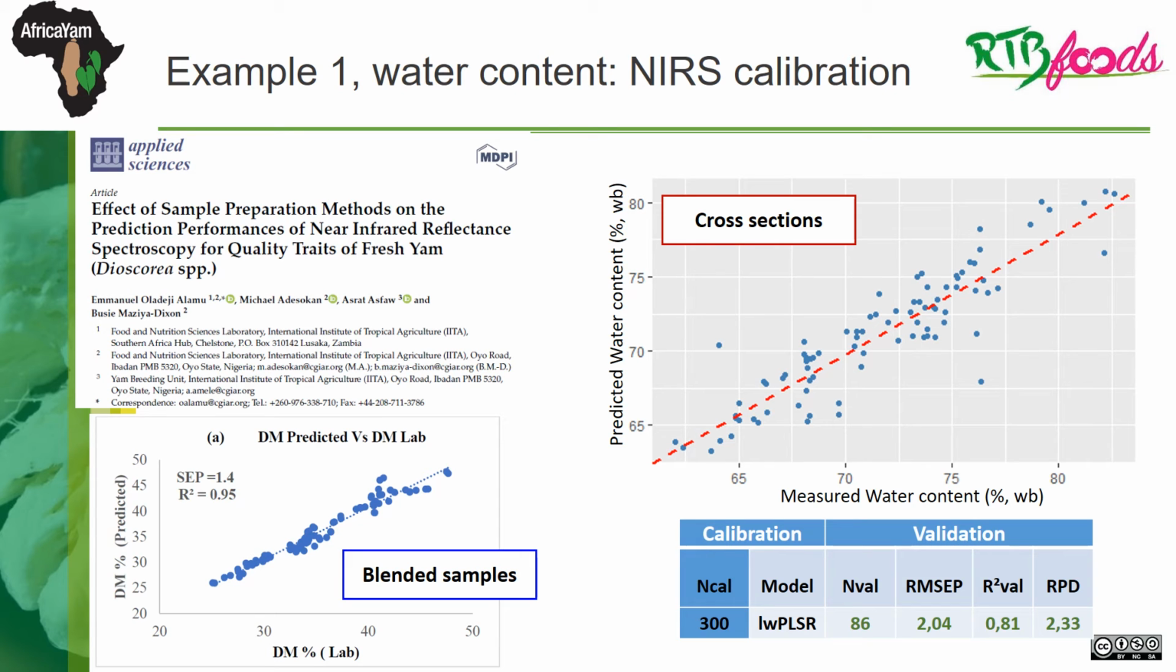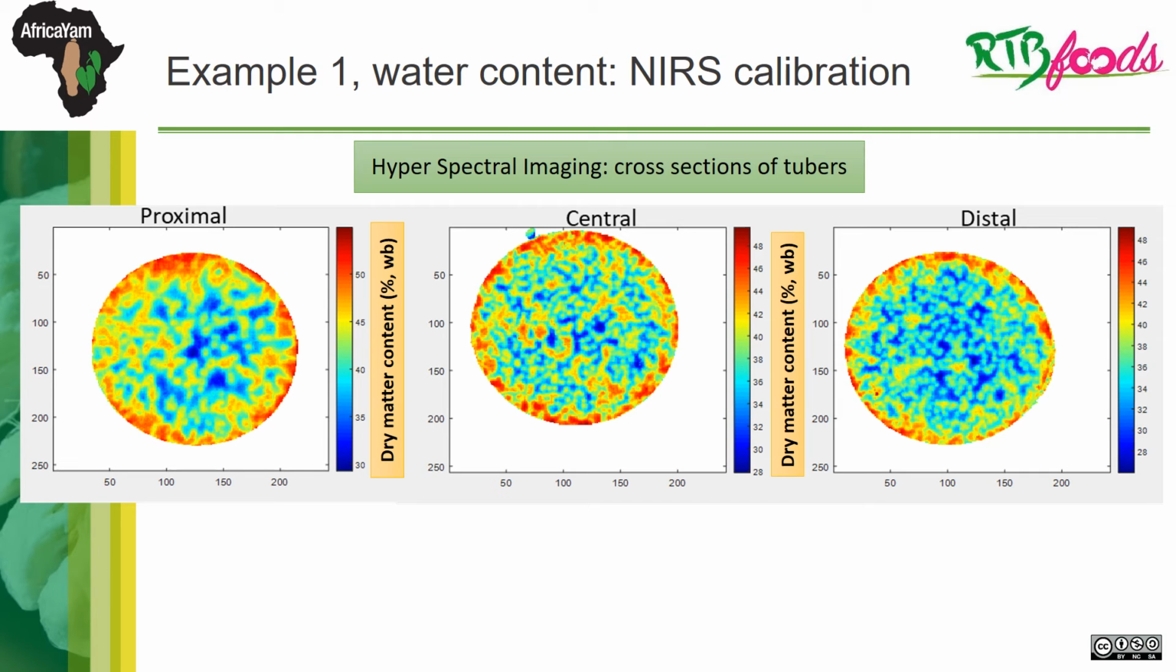You can see, for example, that the RMSEP is higher, 2 points, than the SEP obtained with a blended sample, which is 1.4. And this is due to the heterogeneity in the yam tuber. You can see here hyperspectral images obtained on a cross-section of tubers, proximal, central, and distal parts of tubers. And you can see with a color code the dry matter content.